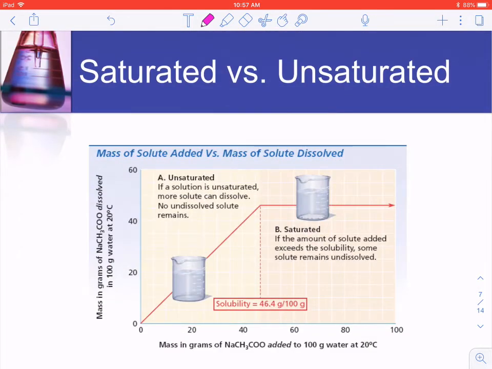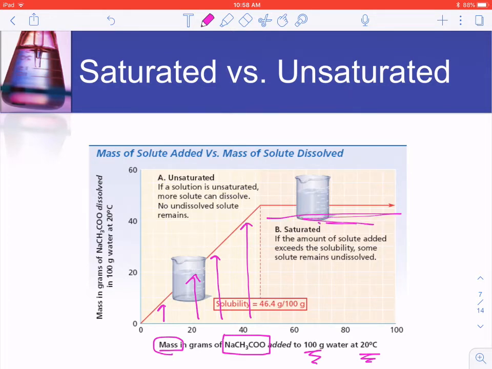So here's a good graphical representation of that. Here we have some compounds being dissolved in water. This is sodium acetate being dissolved in water. You'll notice it's at a constant temperature, so we don't have to worry about temperature changing. We have a constant mass of water. And as we start to add grams of this solute into the water, shown on the x-axis, you'll notice we can dissolve more and more. This red line going up is the amount that we're able to dissolve, but eventually we hit a point where we can't dissolve anymore.